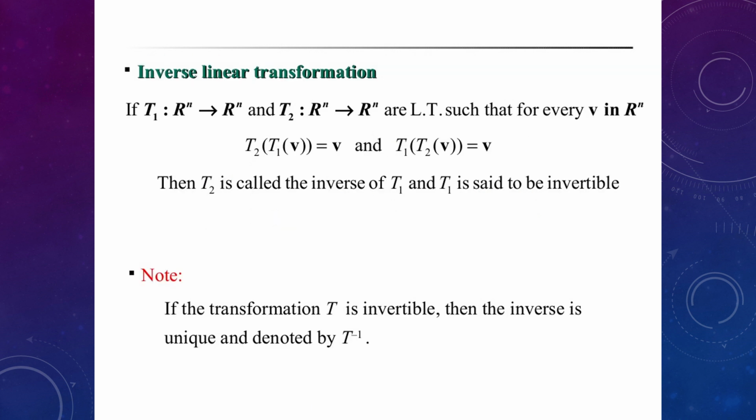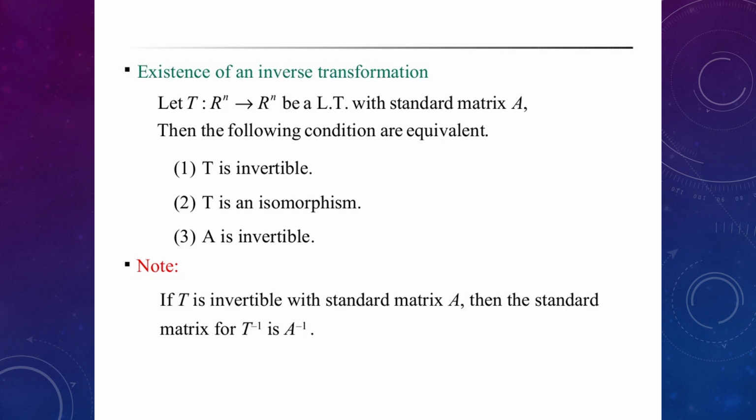Inverse linear transformation: T1 such that Rn to Rn and T2 such that Rn to Rn are linear transformations such that for every v in Rn, T2(T1(v)) equals v and T1(T2(v)) equals v. Then T2 is called the inverse of T1 and T1 is said to be invertible. Note, if the transformation T is invertible, then the inverse is unique and denoted by T inverse.